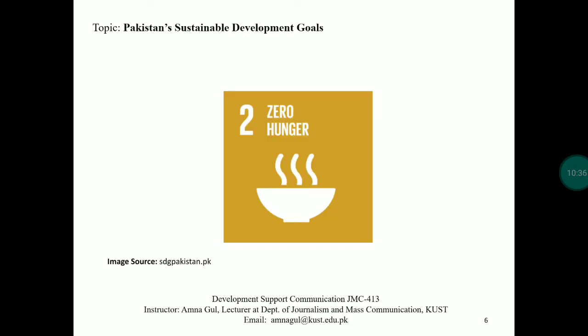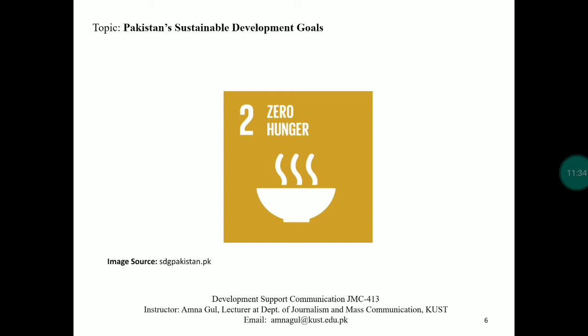Now, the second one, zero hunger. By 2030, Pakistan is supposed to end hunger and ensure access for all, especially for the poor and vulnerable, to nutritious and sufficient food the year round. So by 2030, it is required that Pakistan has to ensure that everybody gets nutritious and sufficient food throughout the year. There are certain places where people do get food, but it is not nutritious because they do not know about nutrition. There are people who get a lot of food, or they do get food in summers, but they have trouble getting proper food in winters, for example. So that has to be cared for.